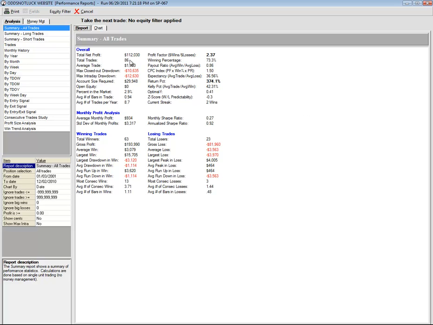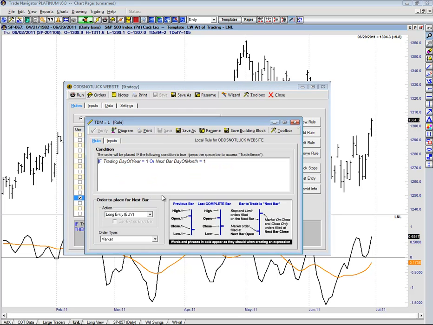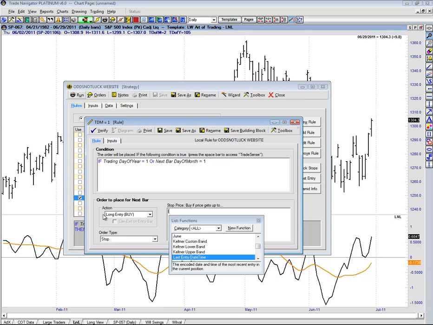You might want to write these down or just keep these numbers in your head. 112,000 net profit. We have 63 of 86 trades profitable for 73%. Average profit per trade 1,300. Drawdown of 10,600. Okay. Now that's all done by entering the market at market. So what we're going to do is change it and try entering at below from 1 day ago.